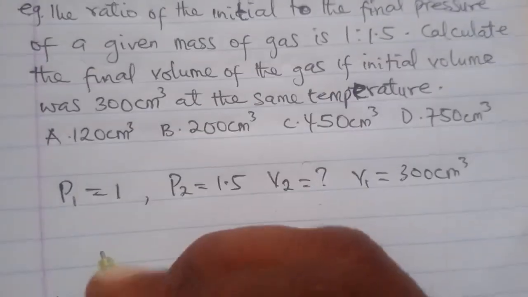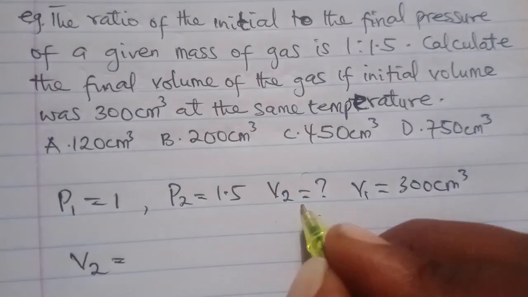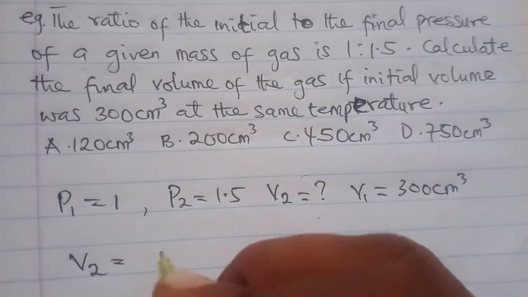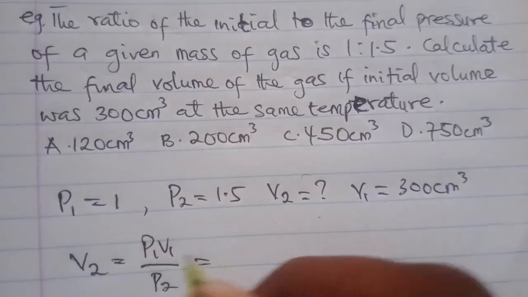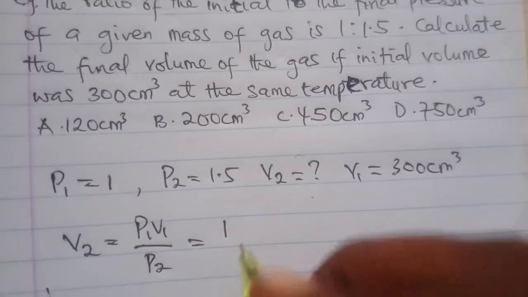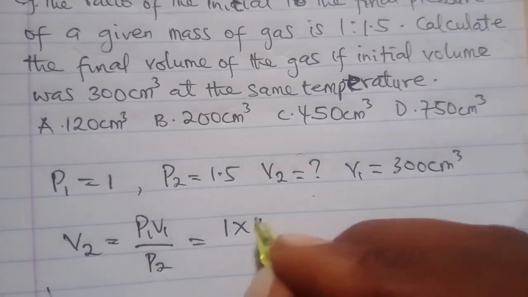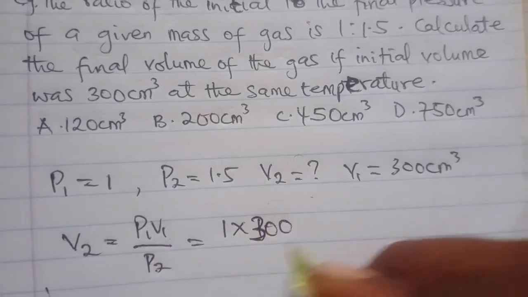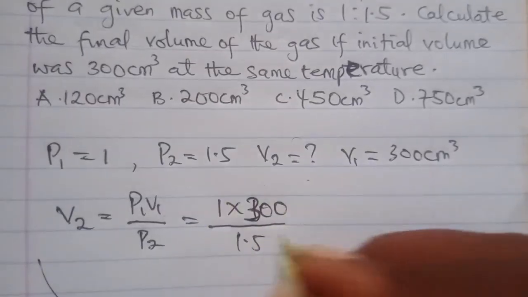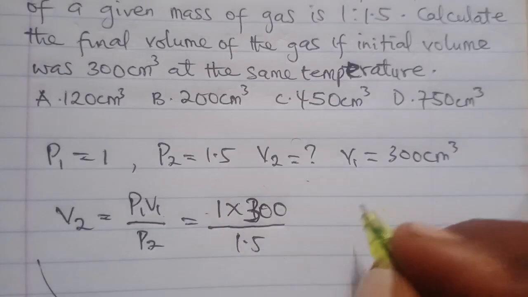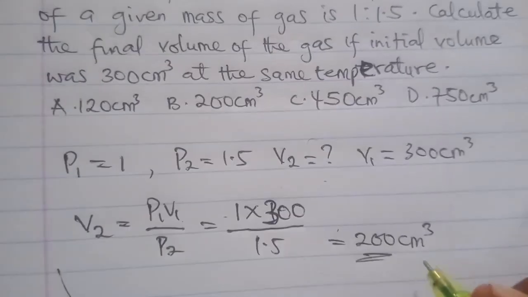Now from P1V1 equal to P2V2, we make V2, which is the final volume, the subject of the formula, and we have P1V1 over P2. If we plug in the values, we have 1 times 300 over P2, which is 1.5, and this is 300 divided by 1.5, which gives us 200 cm³, which is option B.